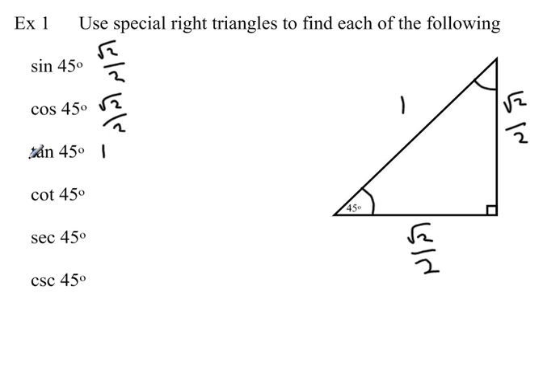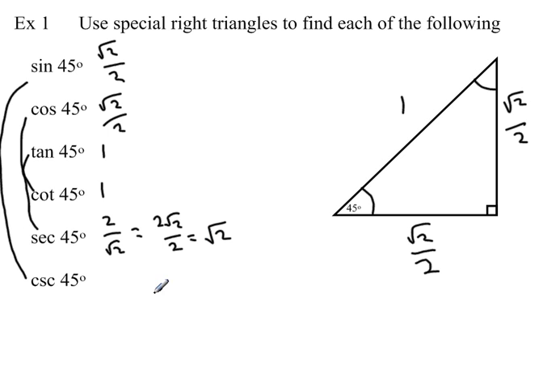Okay, let's use the reciprocals. So cotangent is 1 again. Secant is the reciprocal of cosine, so that's going to be 2 over the square root of 2. Which is the right answer, but if we rationalize that denominator, we'll get 2 square root of 2 over 2. We'll get just the square root of 2. And likewise, cosecant, since it's the reciprocal of the same quantity, will also get the square root of 2.